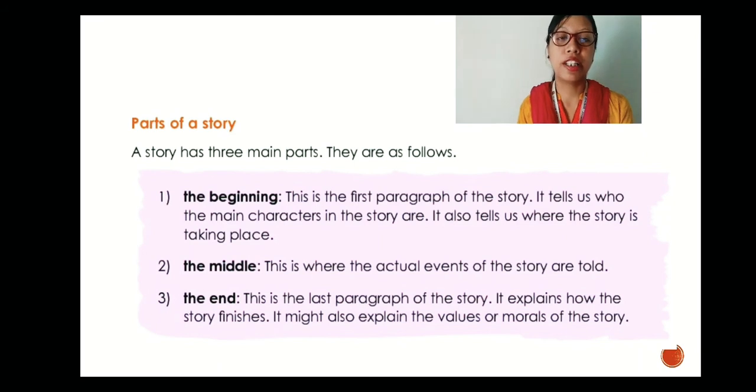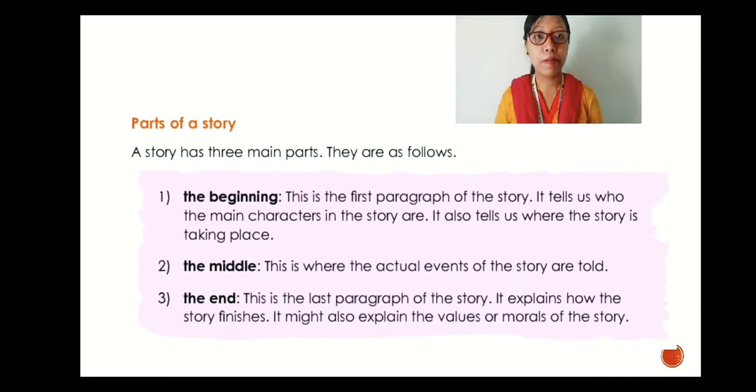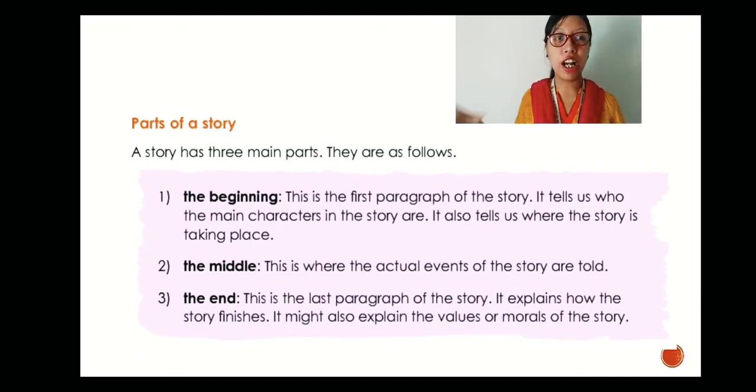The next one, the middle. This is where the actual events of the story are told. What has happened to him, how it happened, how we came to this part. Okay, all these things happen in the middle part where the interesting stories come.